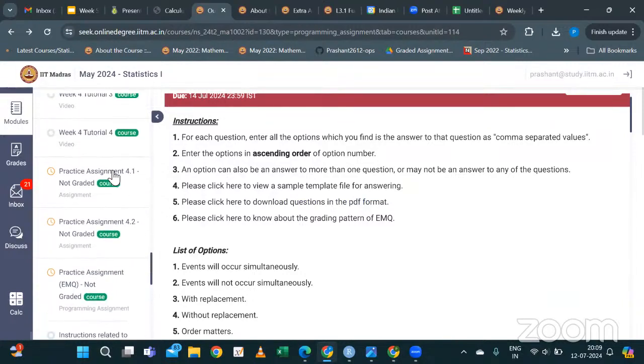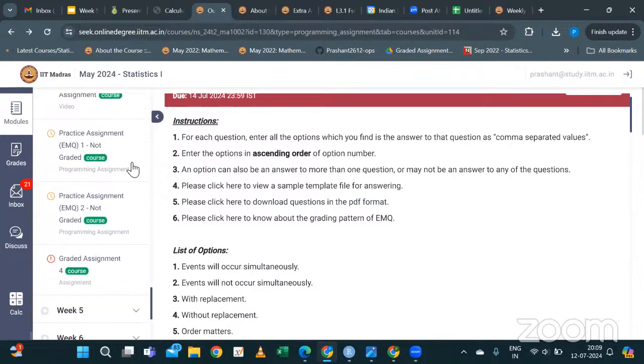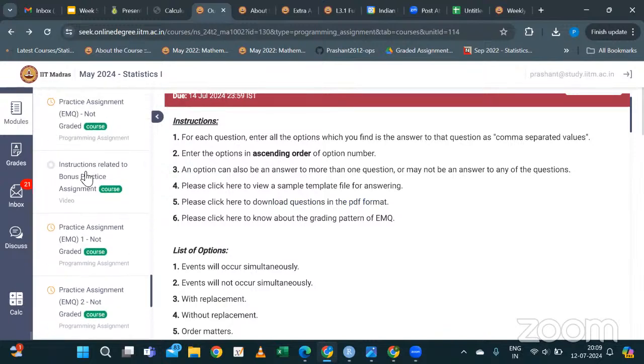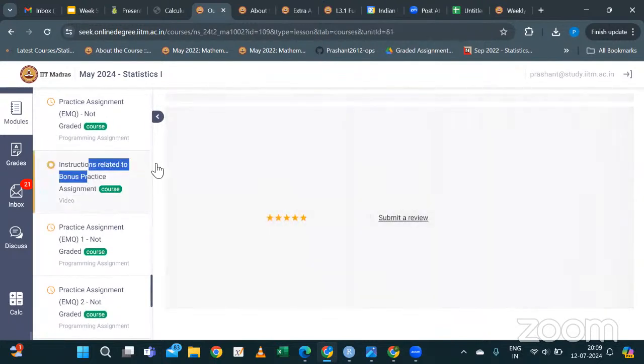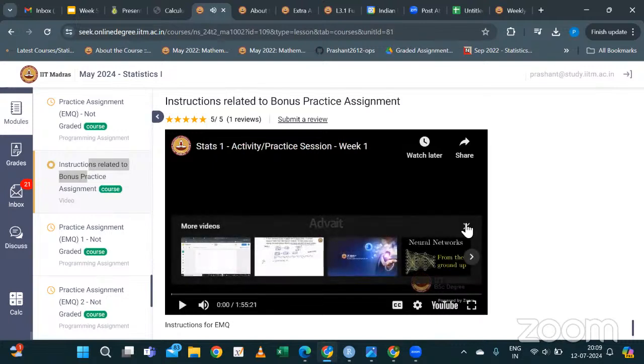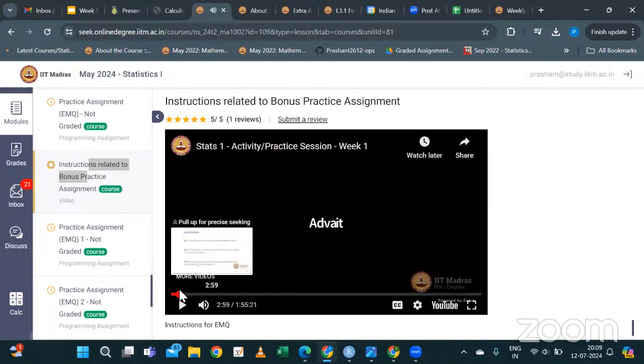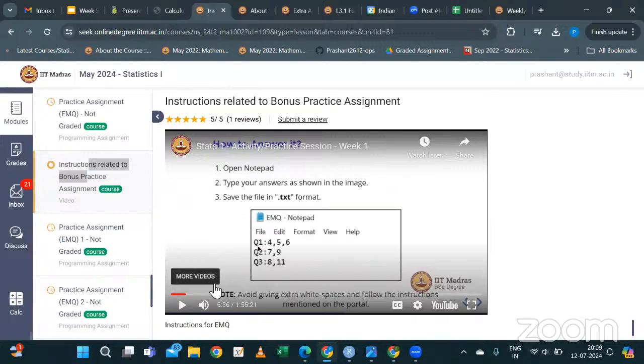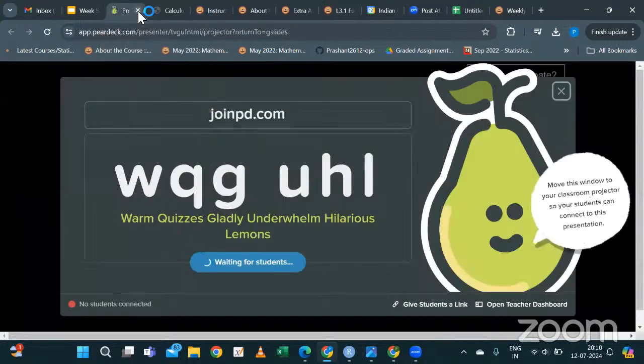Here you can see in week 4, there is a section of instructions related to the bonus practice assignment. If you go here, you will see there is a video. In the first few minutes, you will see how to submit the EMQ assignment. So you can go through that. This is under week 4. Okay, sir, got it.